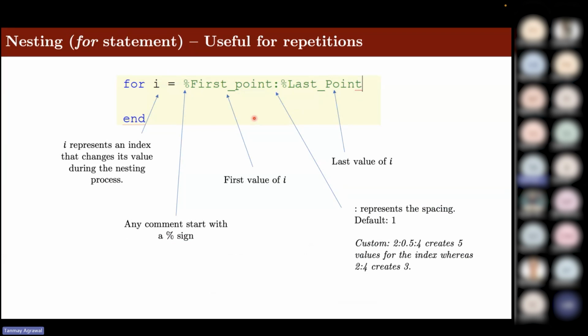Okay, so this is a for statement, which is very useful if you want to do a repetitive process over and over again. So the process remains the same. The content of this for statement, whatever would be between these for and end statements, would remain the same, but this index would be changing. Like I have given the example, the equation A would remain the same. The point on which equation A would be solved would be changing in every repetition.